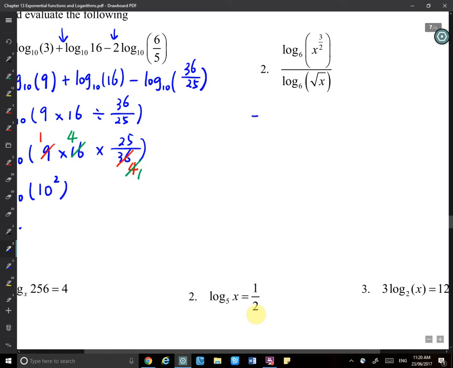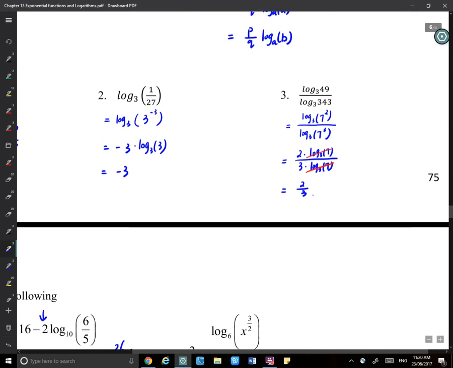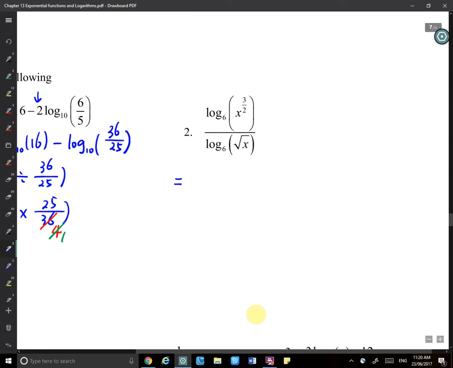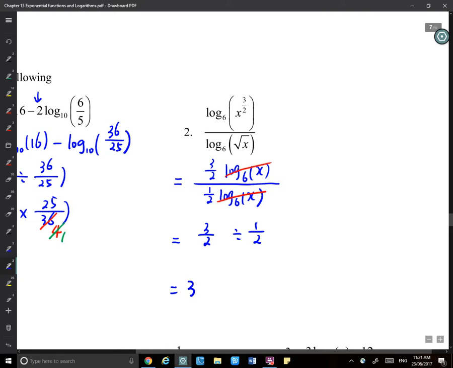Okay, example 2. Example 2 is similar to the previous page, question 3, but it's an easy version. So we can see the power is 3 over 2, and that's 3 over 2 log 6x over, okay, that square root is half. So it's a half log 6x. So what we have is those two can be cancelled, and it's 3 over 2 divided by a half, which is times by 2, and I have 3 here.